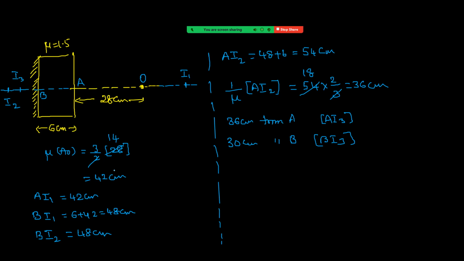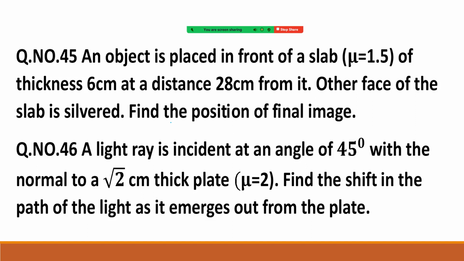And remember, whenever we are using the distance mu times AO or 1 by mu times this distance, the assumption we are making is that the incident light rays are paraxial. That means the angle of incidence and the angle of refraction are both very small. Okay. Let us see the next one.